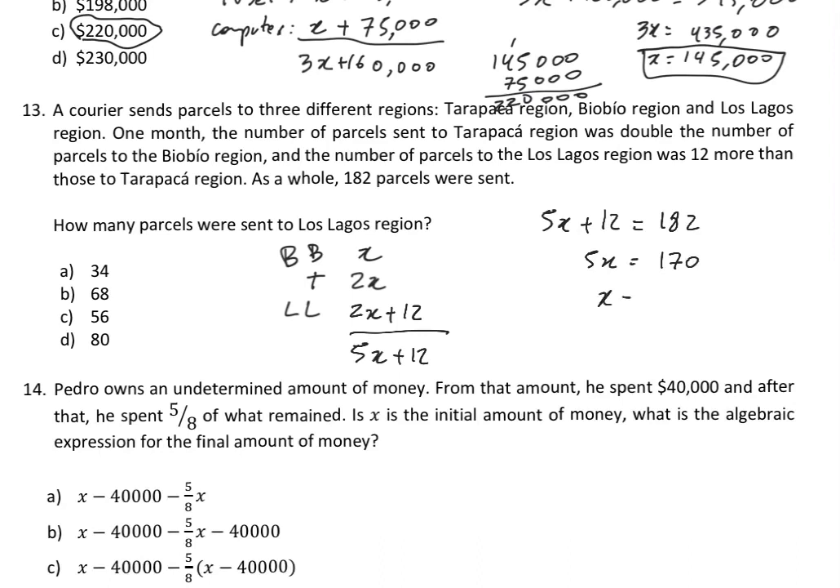And x is 34. Thank you. Now, this is the number of parcels sent to Biobío, because Biobío is x. And the question was about Los Lagos. So, Los Lagos is 2x, 2 times 34, 68, plus 12. Is it 80? Well, I'm going to believe you. You tend to be right. So the answer is D.